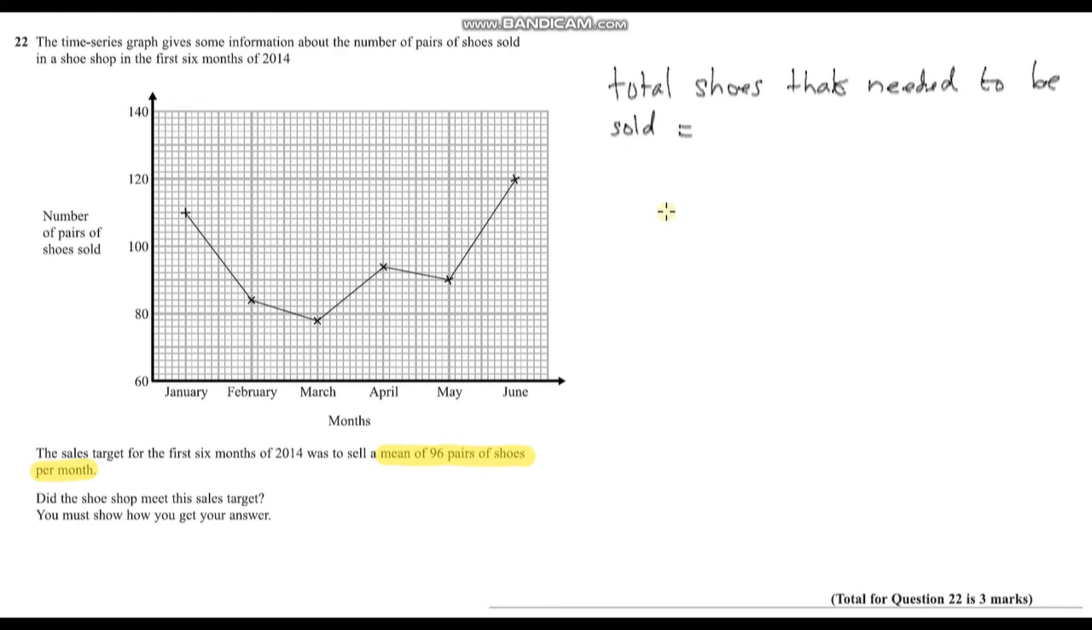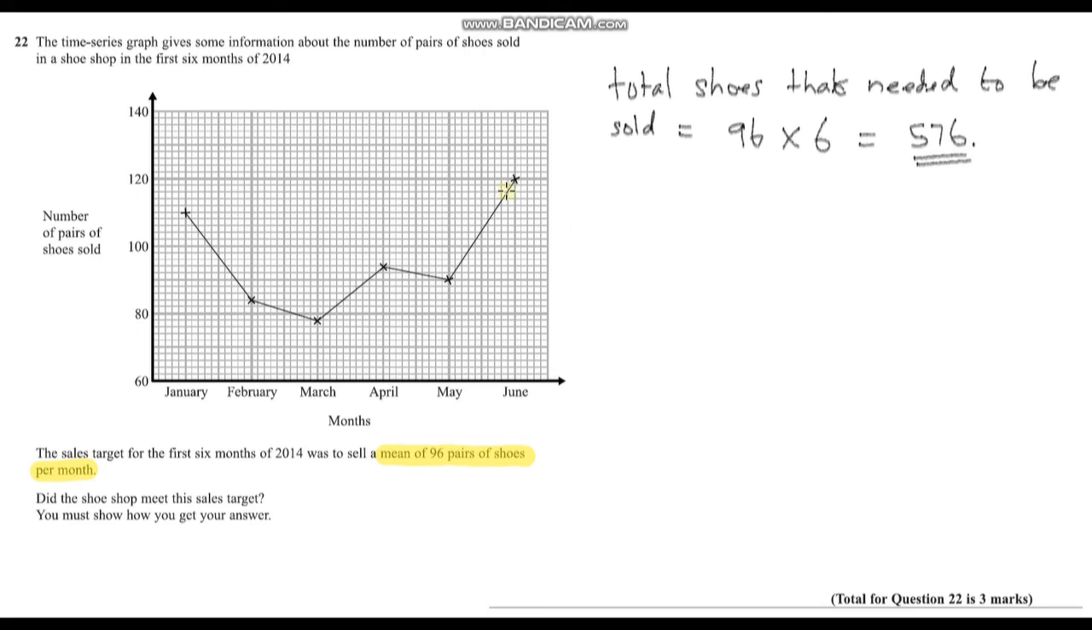How many shoes did they need to have sold in order to meet their target? Well, it's going to be 96 times 6, because they had to sell 96 each month for 6 months. So let's work that out. 96 times 6, 576 that is. So they need to have sold 576 pairs of shoes.